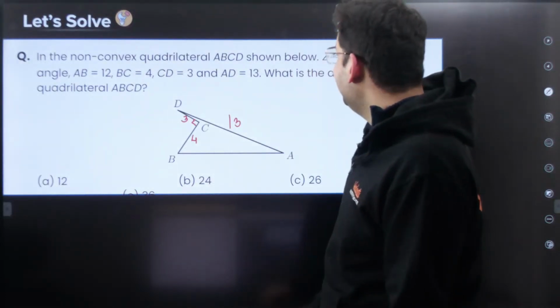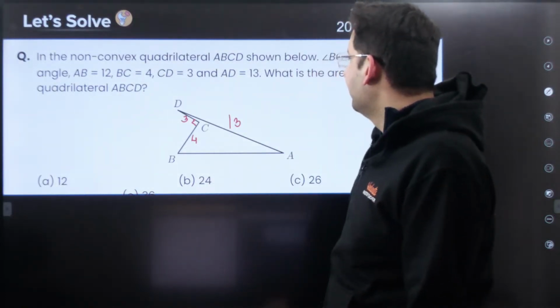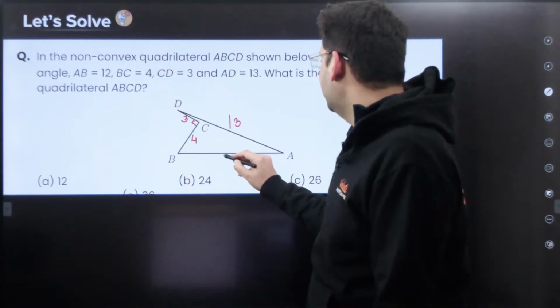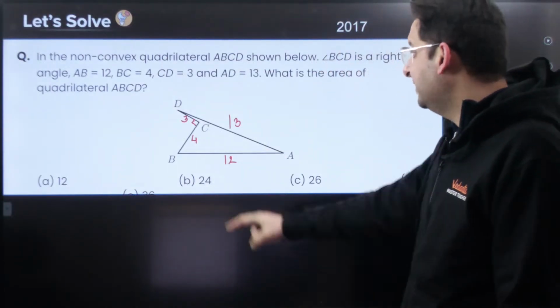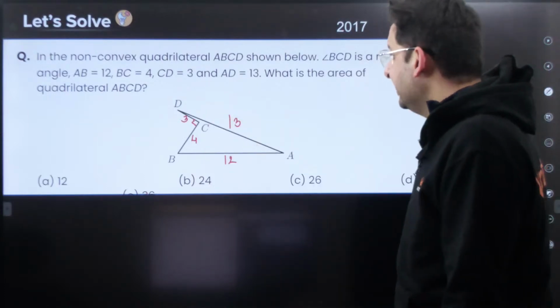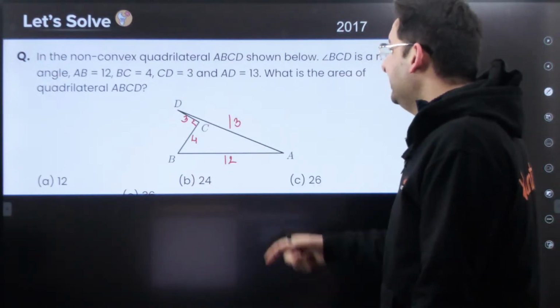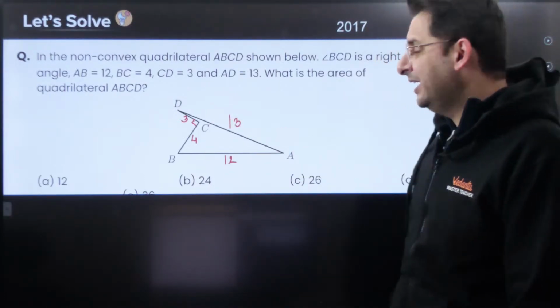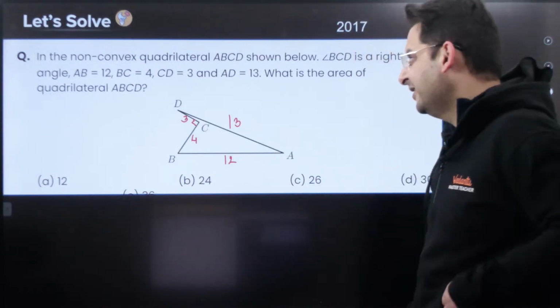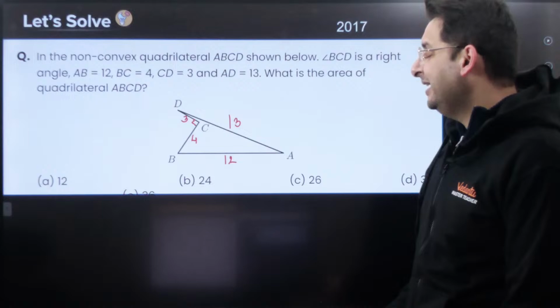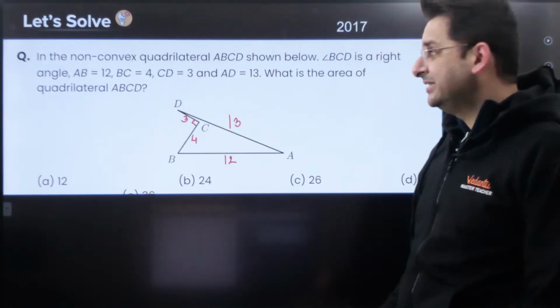What is the area of... Okay, AB is 12. ये 12 दिया. तो चारों sides दी हैं. So we are given all the 4 sides, and we are also given that one of the angles is 90 degrees. What is going to be the area of the quadrilateral ABCD? ABCD का area कितना होगा? This is what we want to find out.